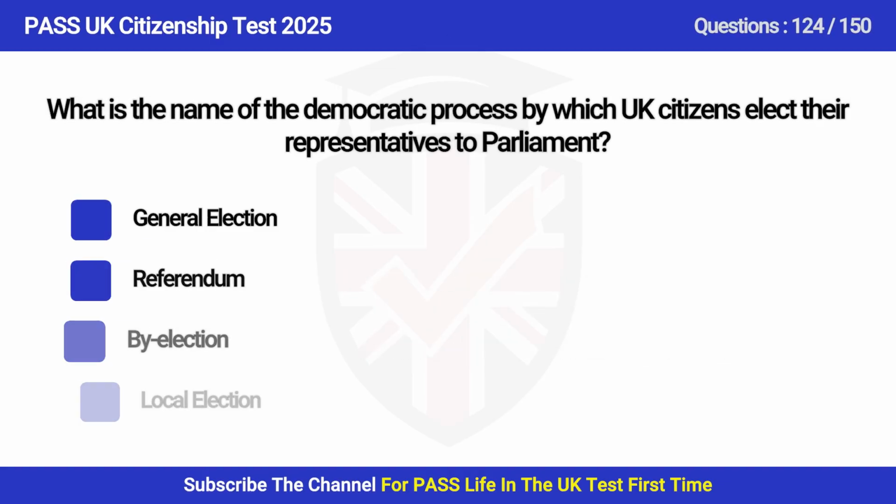Question 124. What is the name of the democratic process by which citizens elect their representatives to Parliament? A. General election, B. Referendum, C. By-election, D. Local election.